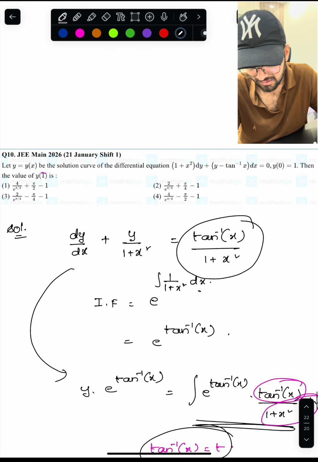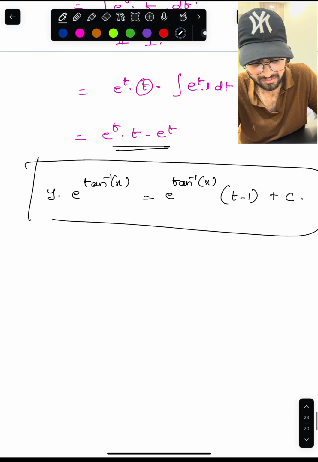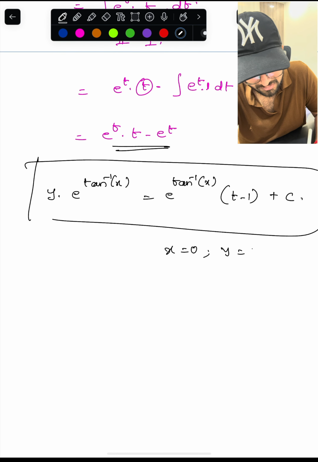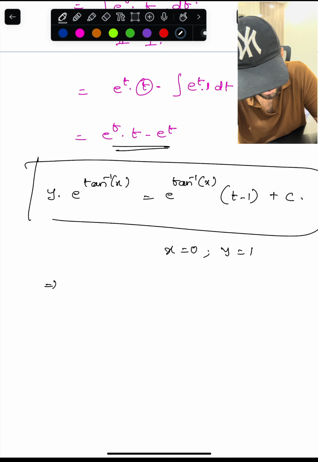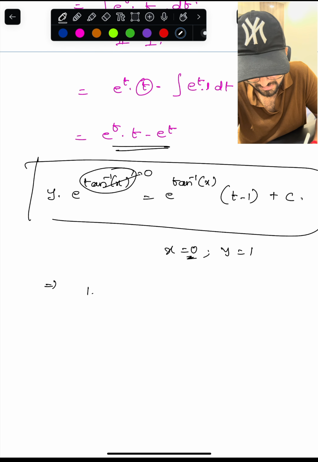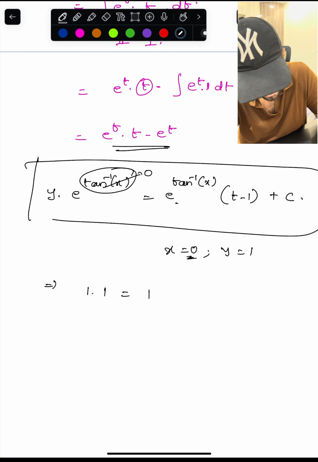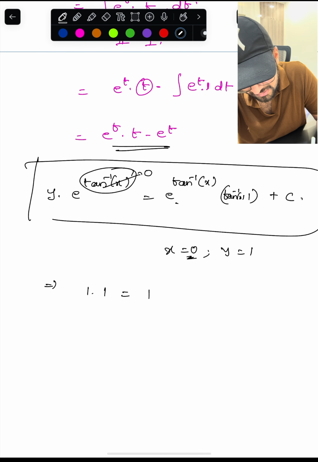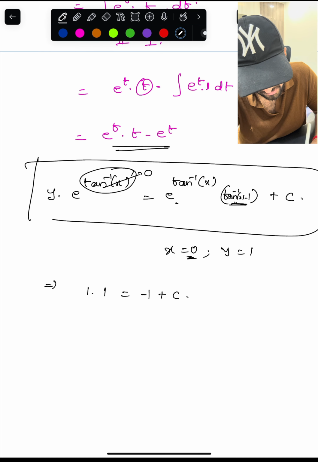So this is our function. Now you need to calculate the integration constant. For that, here y of 0 is 1, so that means x equals 0, y equals 1. So 1 I can write here as y. Tan inverse 0 is 0, so e^0 is 1, so this is also 1. And t means, sorry, tan inverse x you have to write. So tan inverse x minus 1, tan inverse 0 is 0. So 0 minus 1 you are getting, plus c.